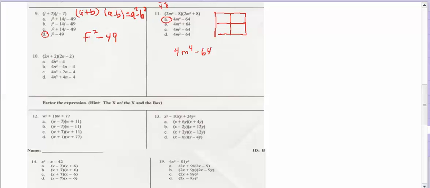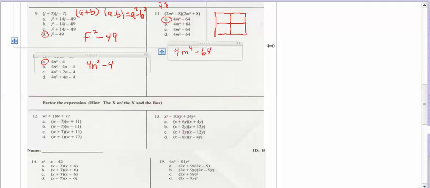Okay, one last one. It looks again like a difference of squares. So I'm going to square the first term, 2 times 2 is 4, and square the second, 2 times 2 is 4, and it's minus. And I've got my A again. Okay, next one.